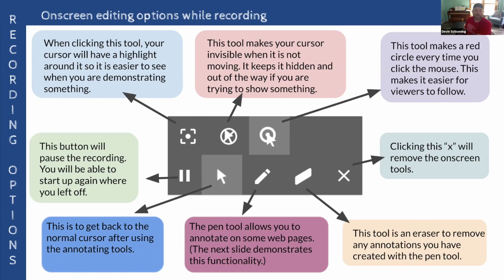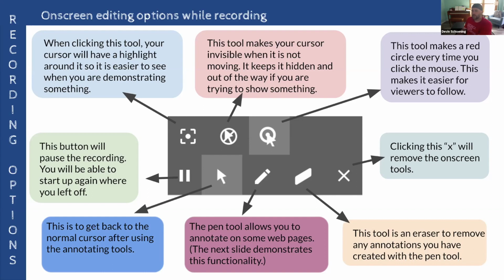This will make it easier to follow. Sometimes when we're giving screencasts, it's hard to follow where the mouse is, so that helps with that. The second tool makes your cursor invisible after it's inactive for a couple of seconds. So if the cursor can just get in the way, and the screen's just going to be sitting, and I'm not going to be moving it very much, it will hide it.